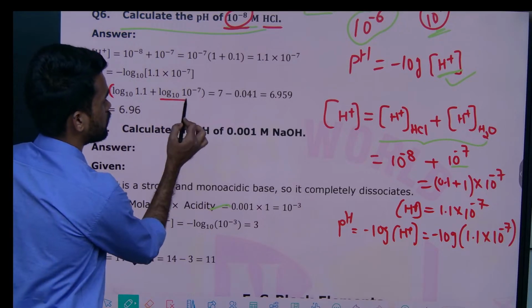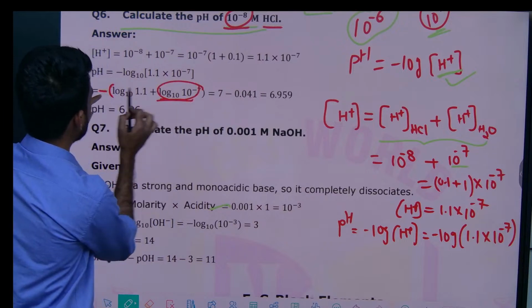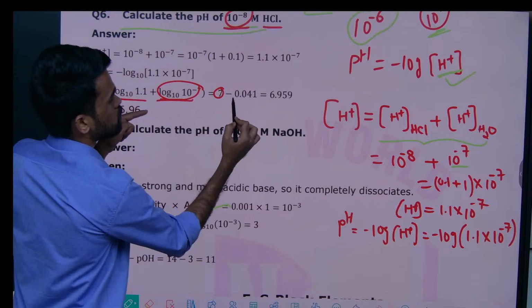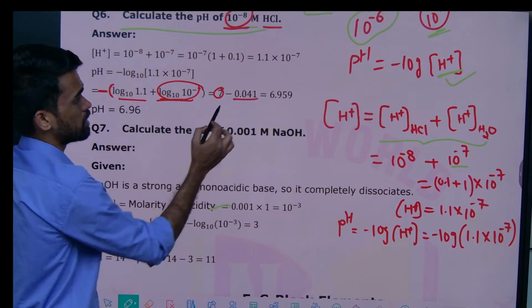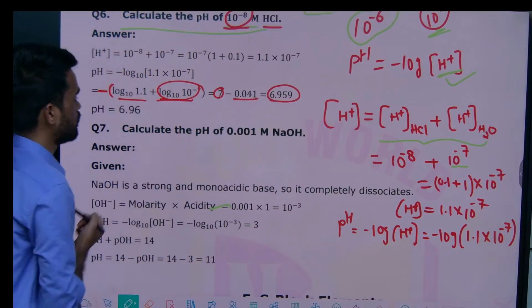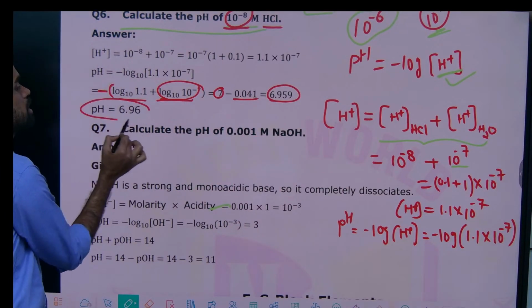So based on that you can write this value, we multiplying with the negative sign it becomes 7 minus of this value. So that is 0.04. Okay, that's it. 7 minus 0.041 is 6.959. Okay, so that will be the pH of the solution.